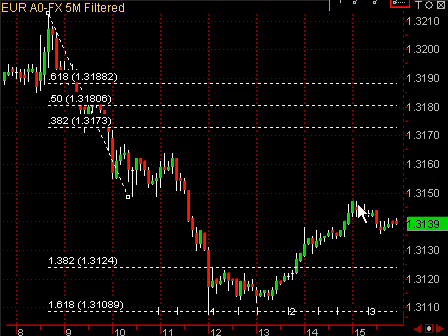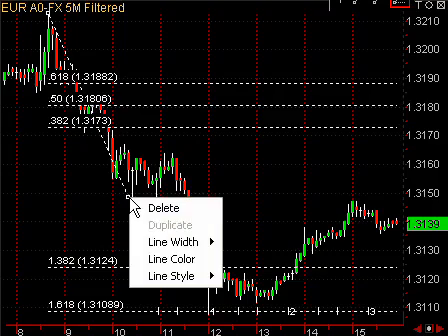When you risk 10 pips and you make 40 pips and you're right 50 to 60% of the time, you make a ton using the Fibonacci tools in the Forex. Let's look at another example.